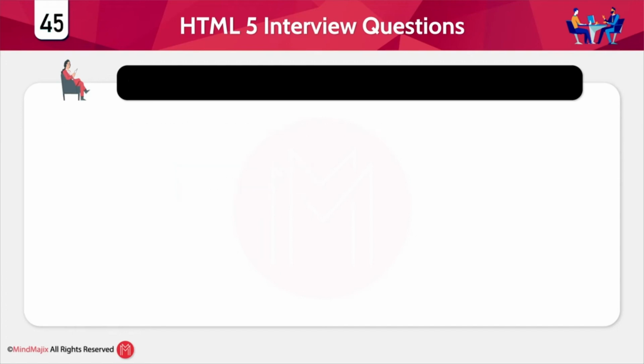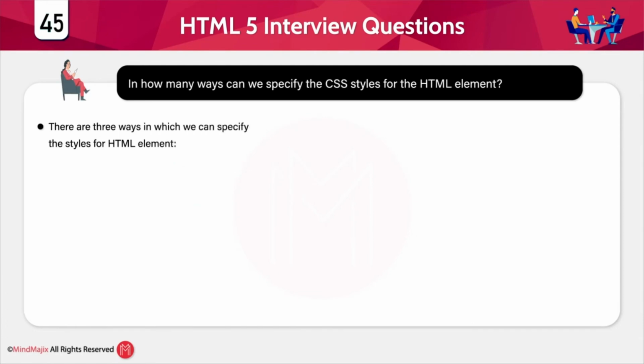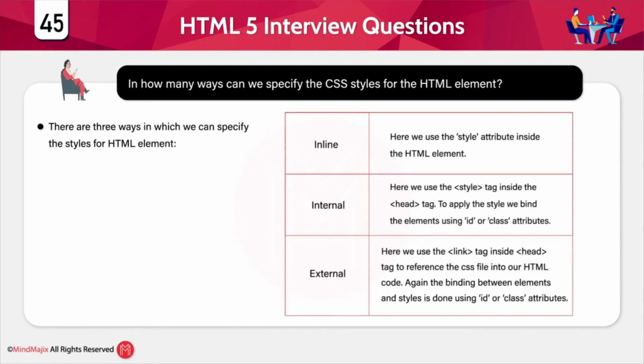See, in how many ways can we specify the CSS styles? There are three ways we can specify: inline, internal, and external. Inline means to a particular element we can define the style. Internal means within an HTML page we can define styles for the different tags. And external means you can define the style in a separate file in terms of CSS.